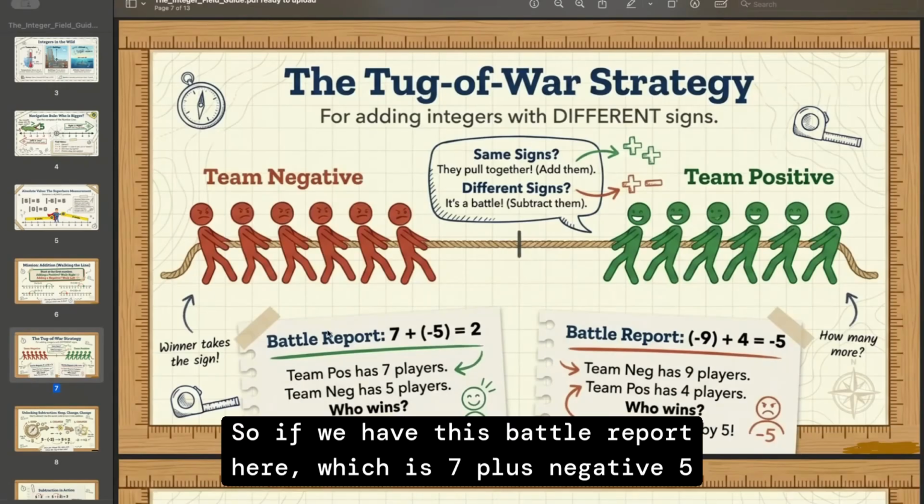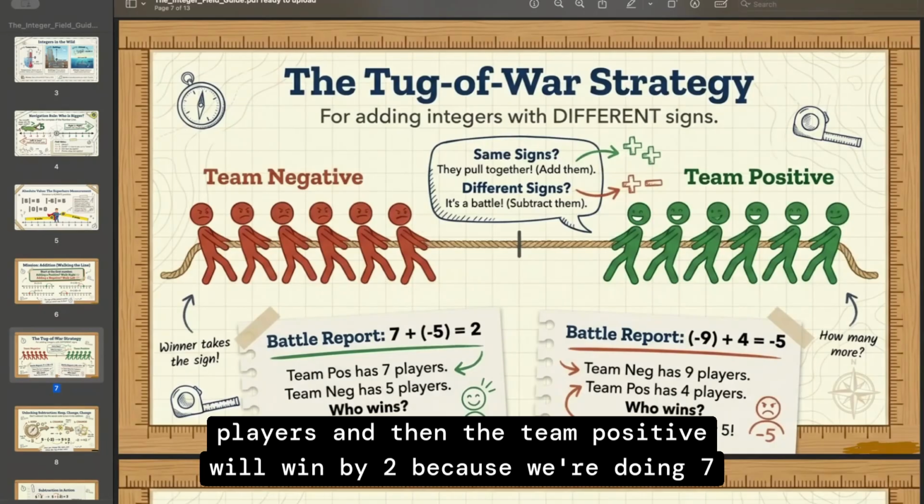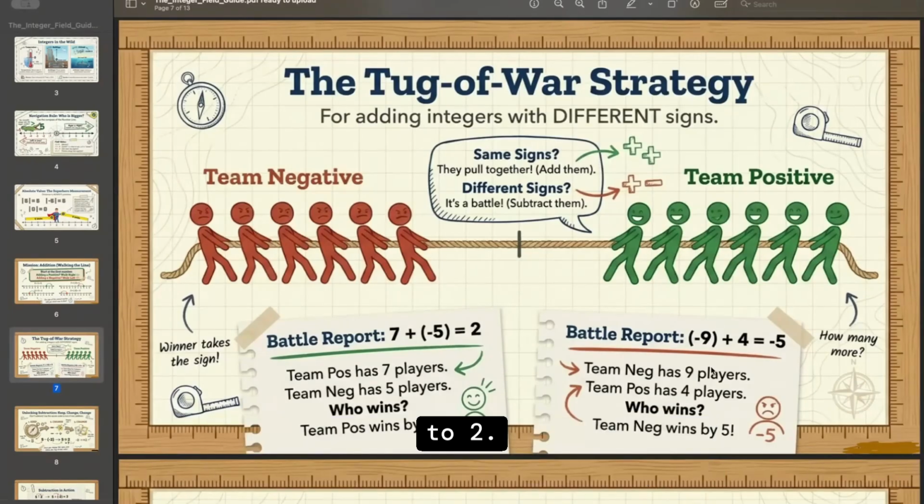So if we have this battle report here, which is 7 plus -5 equals 2, the positive side has 7 players, and the -5 has 5 players. And then team positive will win by 2, because 7 plus -5 equals 2, which is also equal to 7 minus 5 equals 2.